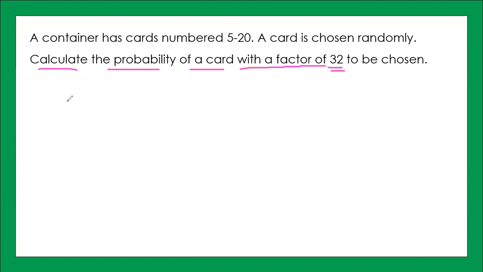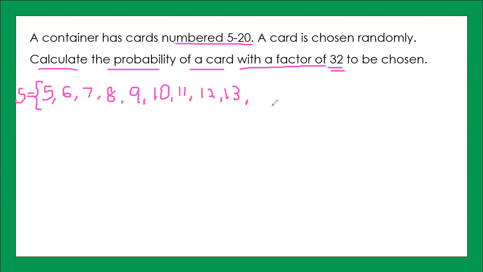My goodness. First of all, what is your sample? Your sample is from the cards numbered 5 to 20. Now, if you want to write it out, you can do 5, 6, 7, 8, 9, 10, because I want to do my sampling. I want to see all my possible answers. You must put an equals, put a bracket. 11, 12, 13, 14, 15, 16, 17, 18, 19, and 20. This is my sample space.